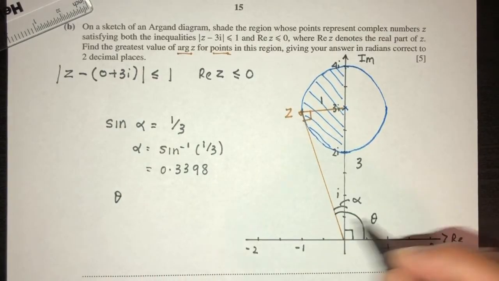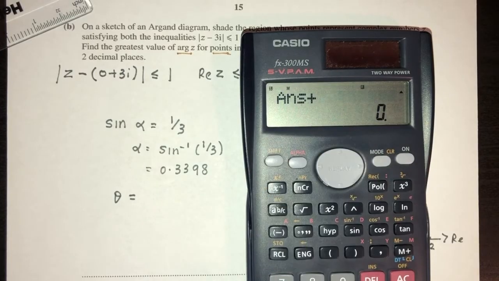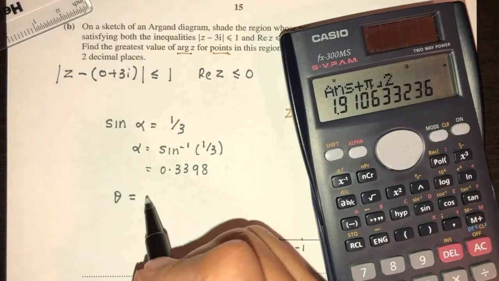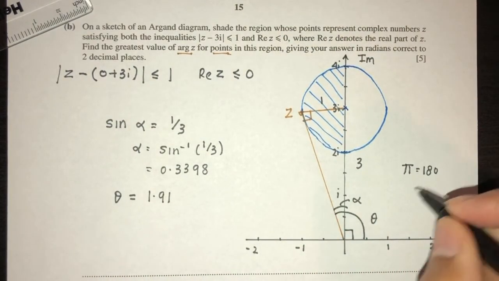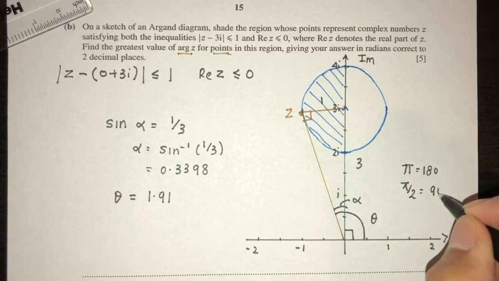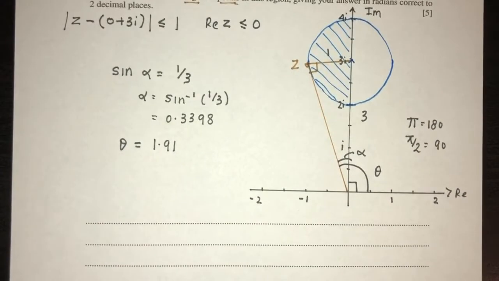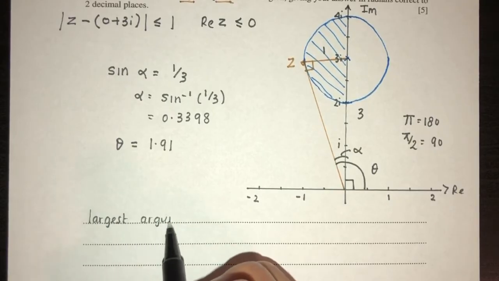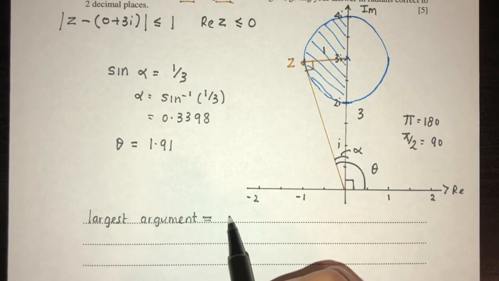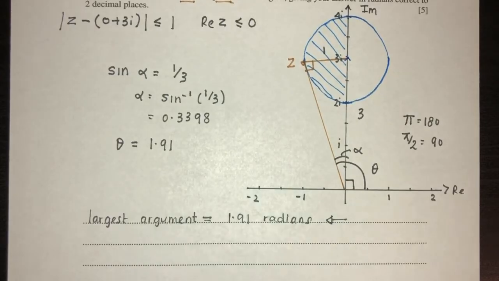Argument, let's call this one theta, is the answer plus the value of pi by 2. That will be 1.91. So you have to know that pi is 180 and pi by 2 is 90 degrees. So this is only pi by 2 plus alpha. So correct to 2 decimal places, the largest argument will be 1.91 radians. Okay, and that will be your question number 9.